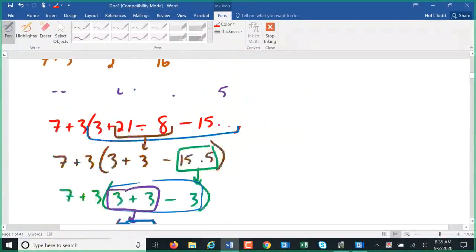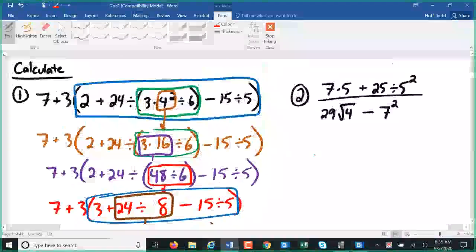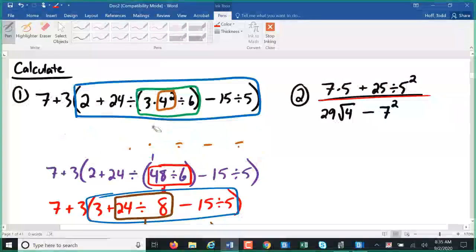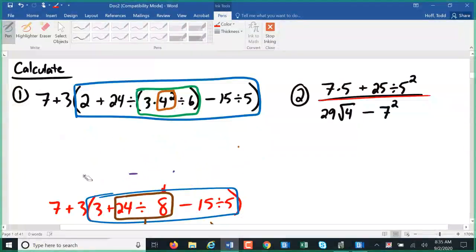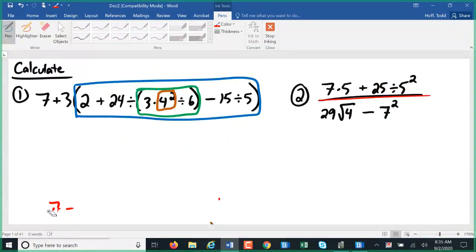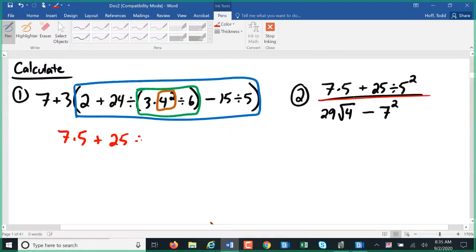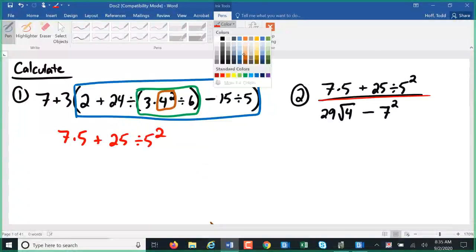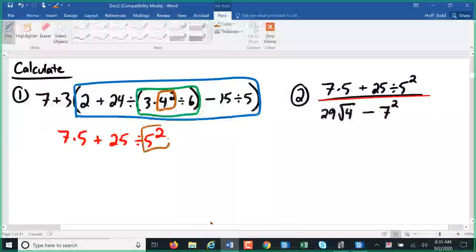Good? Okay. For the second one here, this is a fraction bar across here, which means we have to do everything on top first, then everything on bottom, and then we divide out those results. So on top, I have 7 times 5 plus 25 divided by 5 squared. Well, first thing I have there is an exponent, 5 squared, which is 25.